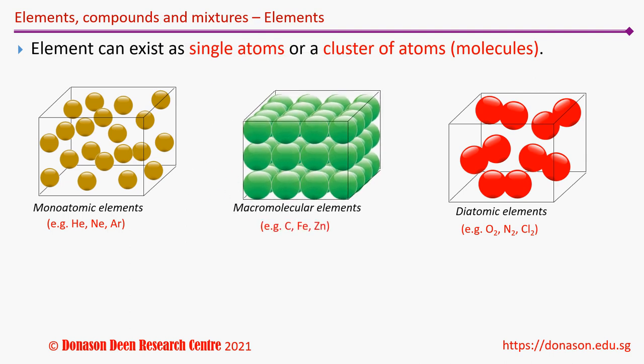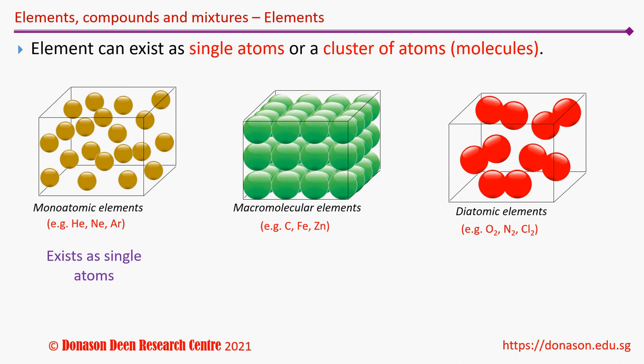That's a macromolecular element. As you can see in the diagram, there are thousands and thousands of atoms of the same type bonded closely together. The word macro means big or huge. Therefore, we call these elements macromolecular elements since a huge number of atoms of the same type are sticking together. Examples of macromolecular elements would be carbon, which is also called diamond. Most of the metallic elements such as iron, zinc, lead, silver, gold, etc. are also macromolecular elements.